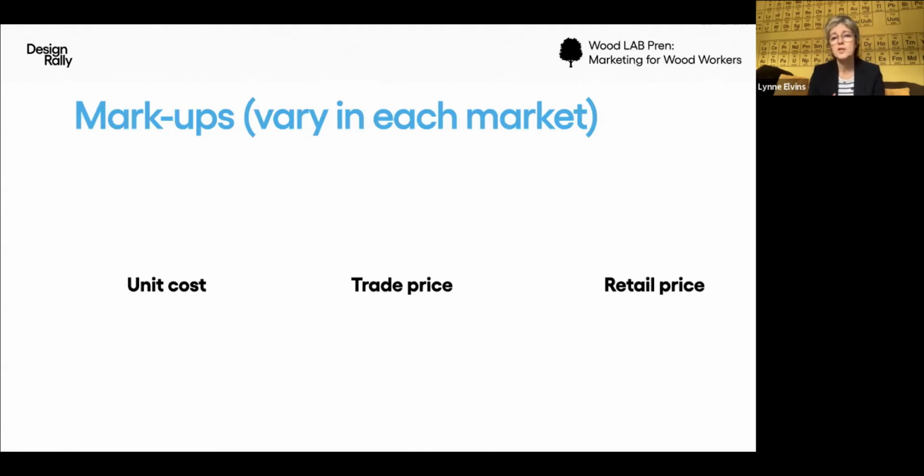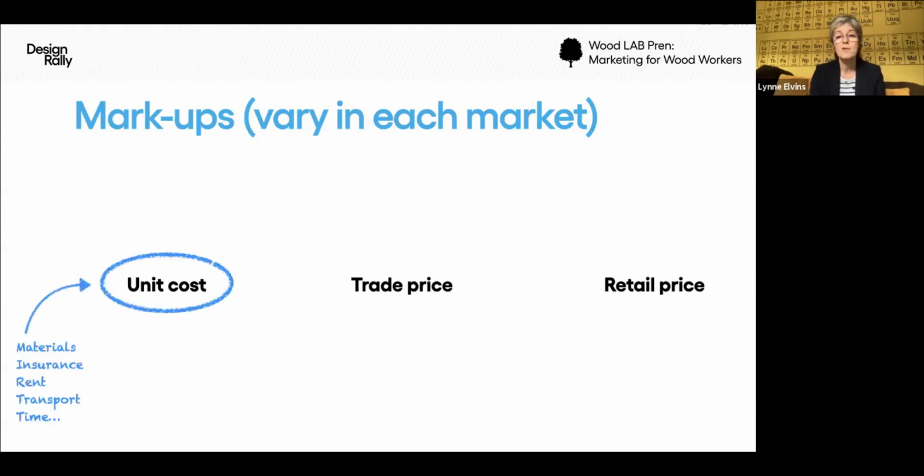So if it was sitting in a shop, or if you were selling just one item directly to a customer, what would that price be and how would it differ? Again, bear in mind unit costs. How much does it cost you to make an item? Do make sure that you include everything when you're thinking about that figure. So it's not just your materials.